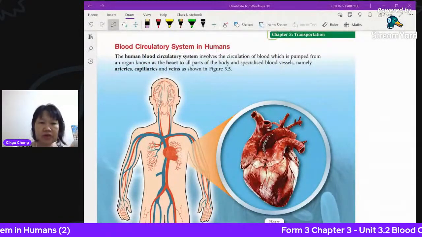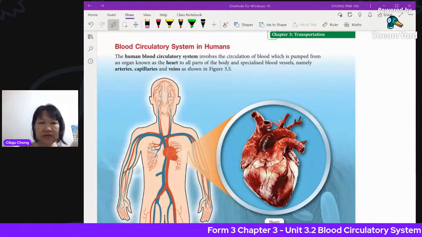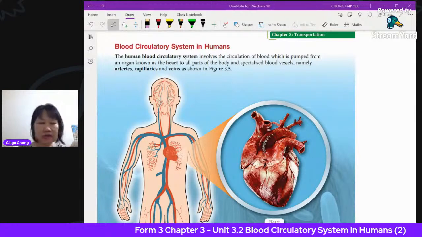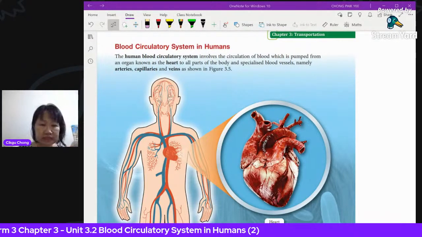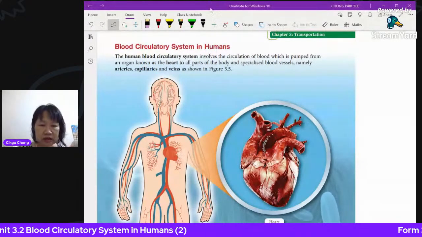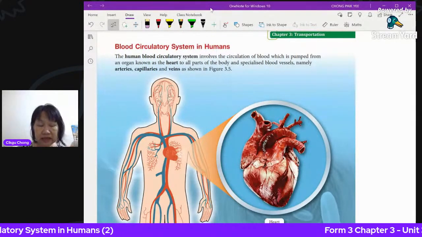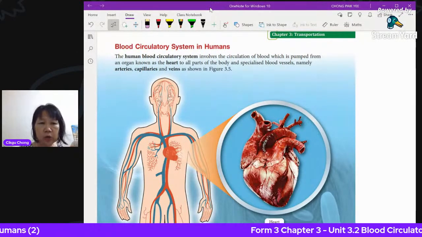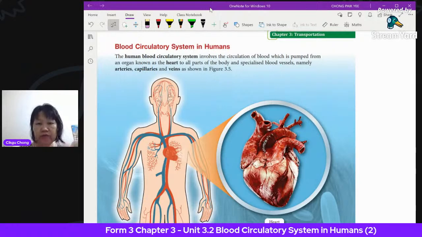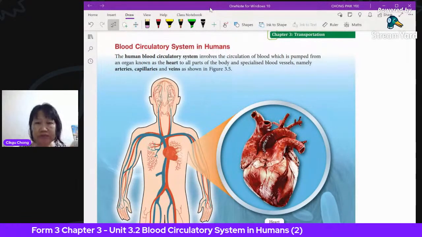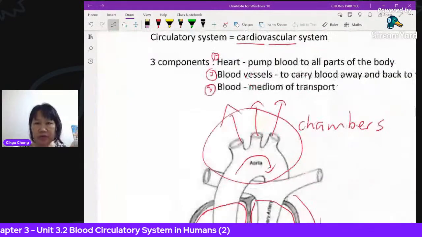So I am going to show you the screen. We're going to do a bit of revision first, okay? So on Monday, 2 days ago, we talked about the human blood circulatory system. In that lesson, I showed you how the blood flows in the heart. What is the structure of the heart? We have 4 chambers, okay? So here to recap a little bit more.